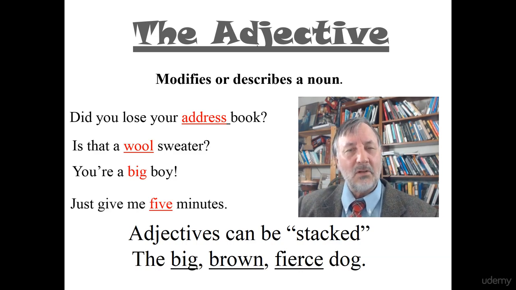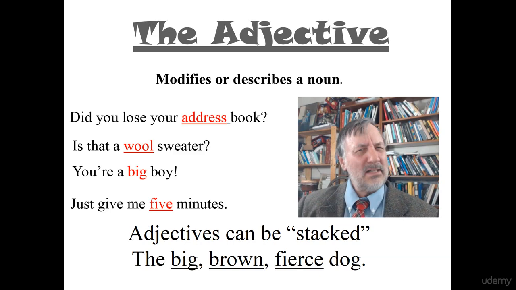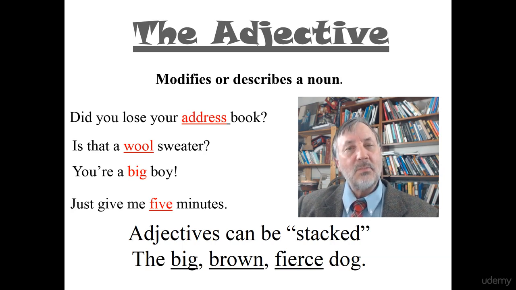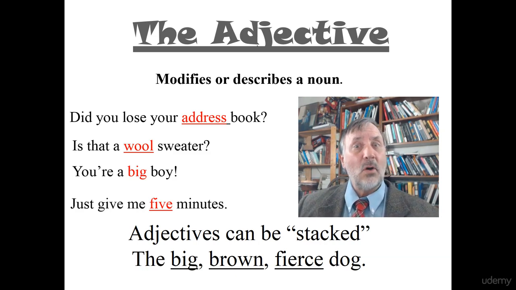You know, which, oddly enough, we only say to boys who are not big boys. Okay, anyway, just give me 5 minutes. So it also tells us a count, how many. So what kind, how many, various kinds of qualities. And one more thing to remember is that adjectives can be stacked. So we see down below here the description, the big brown fierce dog. You see, we can have a number of adjectives all going to further specify what kind of dog it is. Okay, so that's the adjective. It modifies or describes a noun.